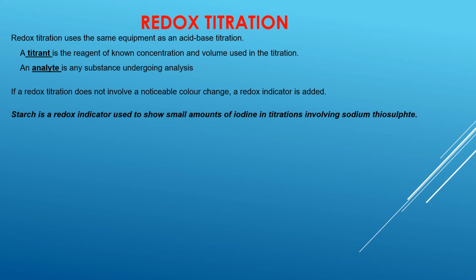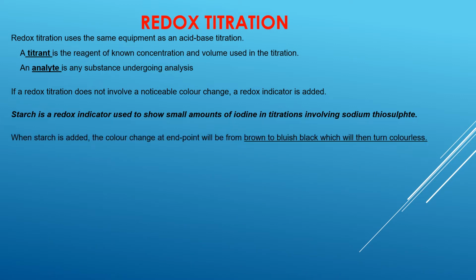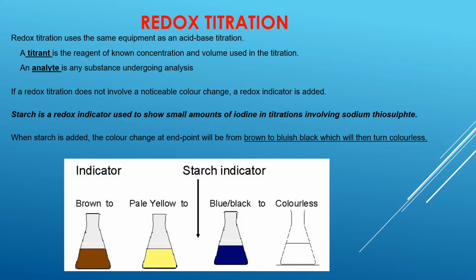One of the redox indicators that is frequently used is starch. Starch is used to show tiny amounts of iodine that is present in the titration, and this is used whenever the titration involves sodium thiosulfate. So in a sodium thiosulfate titration, which is going to be the second stage titration that we will be learning later on, we are going to be using a starch indicator to show the color change. When the starch indicator is added, there will be a drastic color change starting from brown to bluish black, which will eventually turn to colorless.